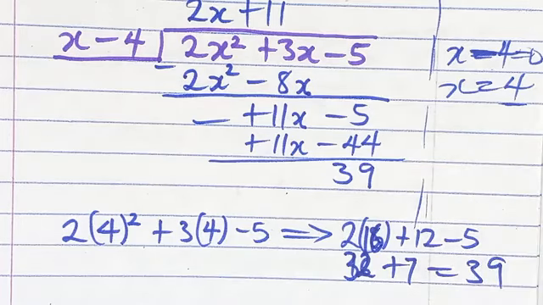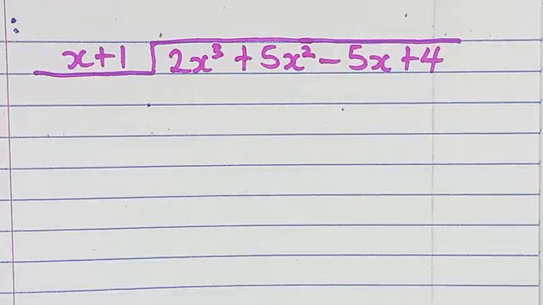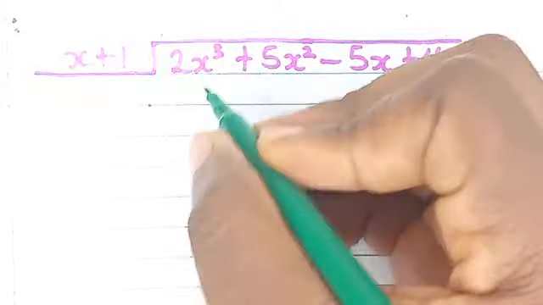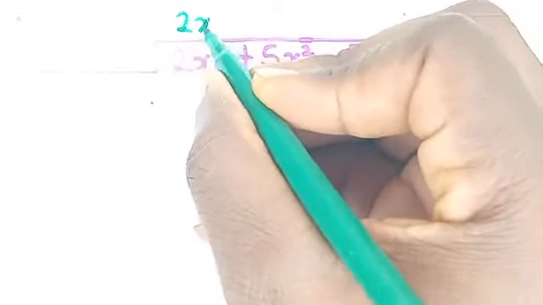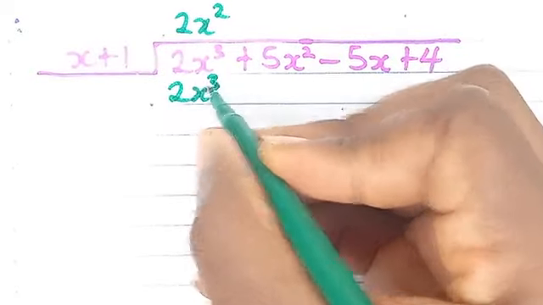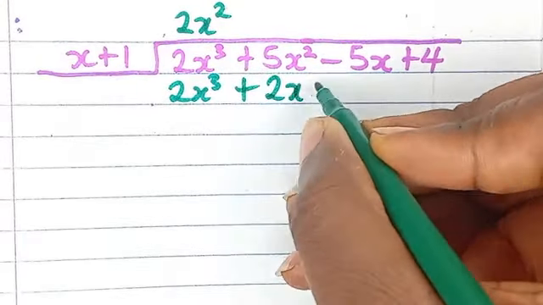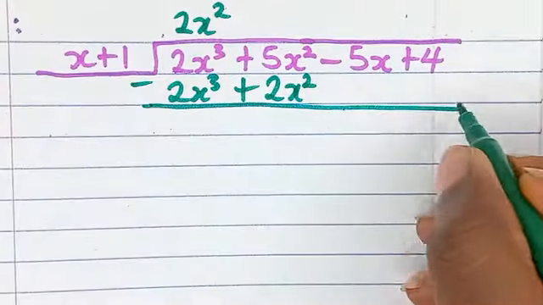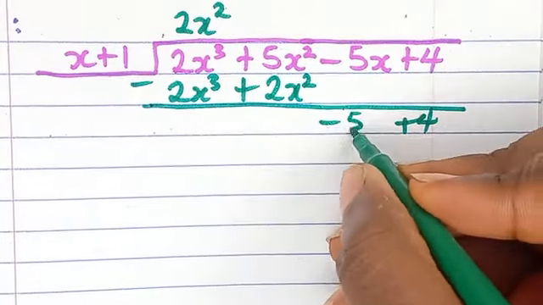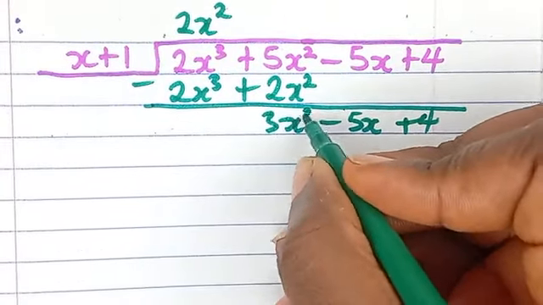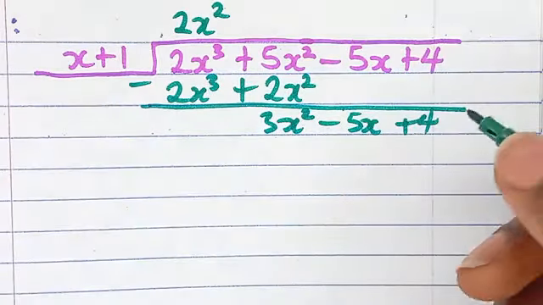Let's try with another polynomial to see whether we are going to get the same results from tweaking the divisor. Now, we have this polynomial to be divided. So, x divided into 2x raised to power 3, we have 2x raised to power 2 remaining. 2x squared times x is 2x raised to power 3. And 2x squared times plus 1 is plus 2x squared. We subtract. We bring down plus 4. We bring down negative 5x. 5x minus 2x is 3x squared. And then this minus itself is 0.